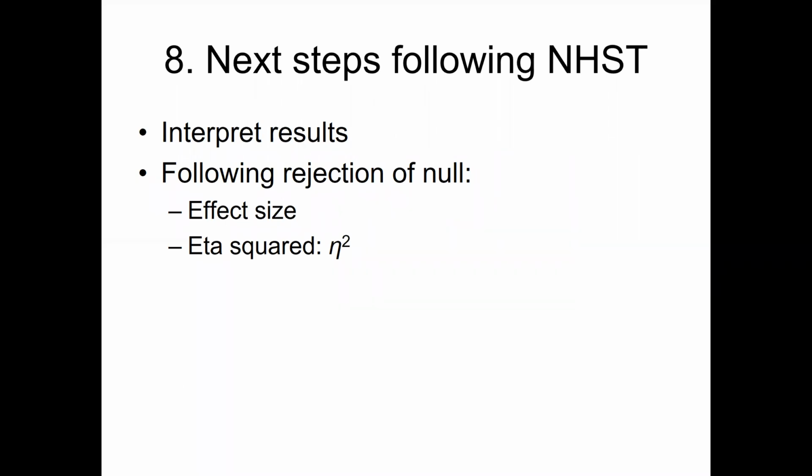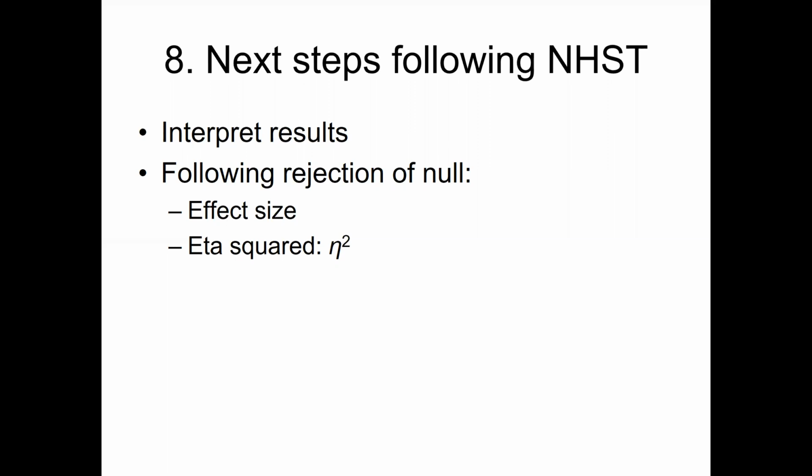Remember, you cannot say that the rejection of a null hypothesis is because the independent variable caused differences in the dependent variable, unless you have a really strong research design. What you can say is that the mean differences among the groups are not likely due to chance.